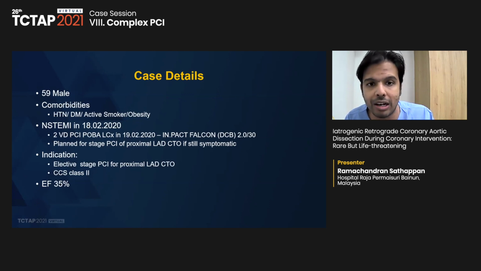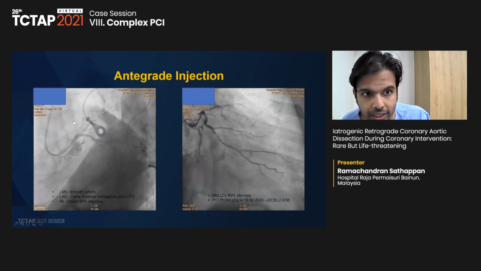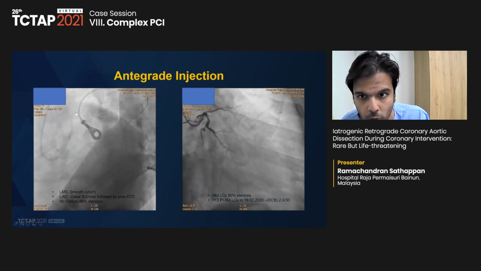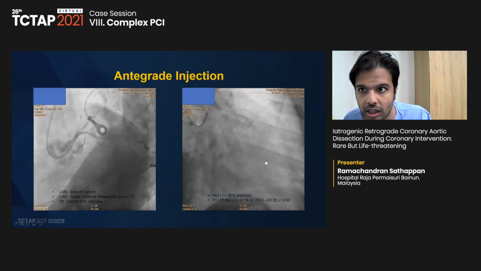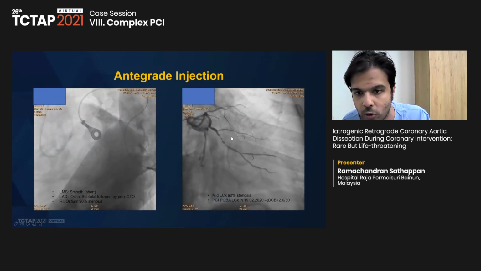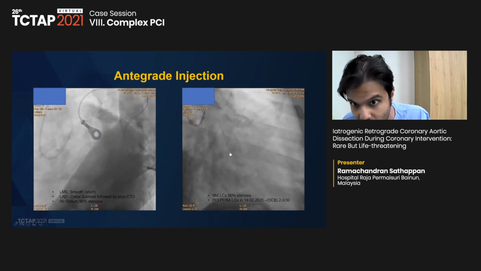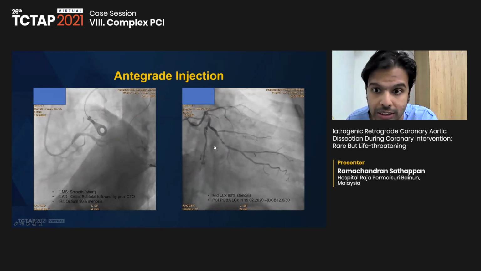And then subsequently in this intervention, we planned to stage his PCI of the proximal LAD CTO because he was still symptomatic. His ejection fraction was about 35%. As you can see here, the left main is pretty short, and the ostial LAD is almost subtotal, and the proximal LAD here is a CTO. And interestingly, the previously treated distal circ lesion with a drug-coated balloon, that was 2 months ago prior to this intervention, still looked diseased with almost 90% stenosis.